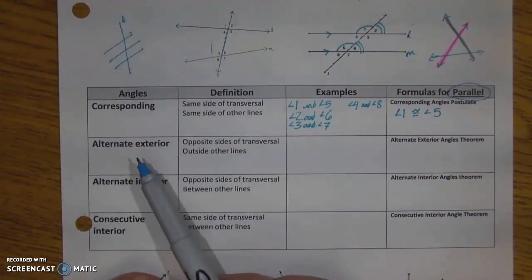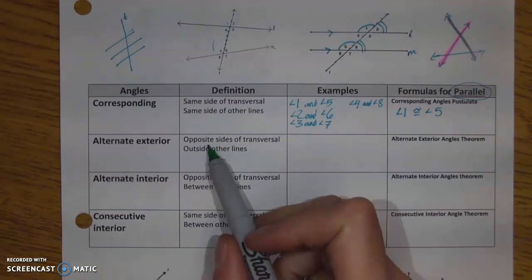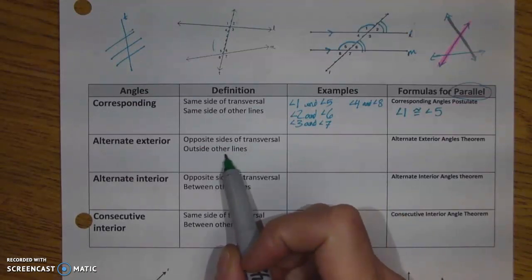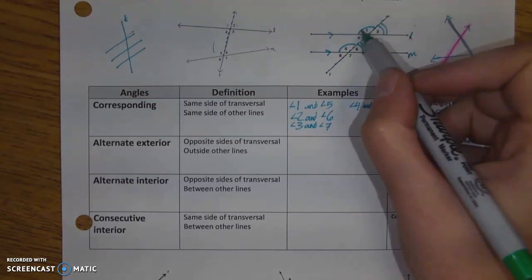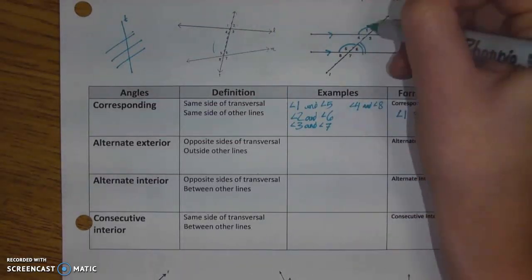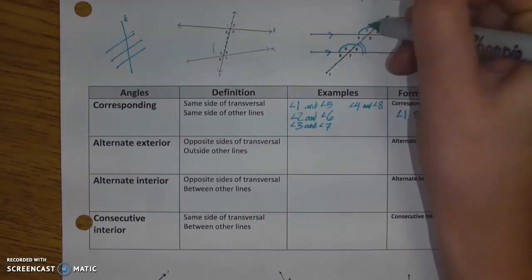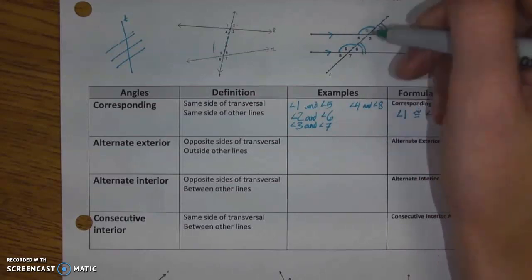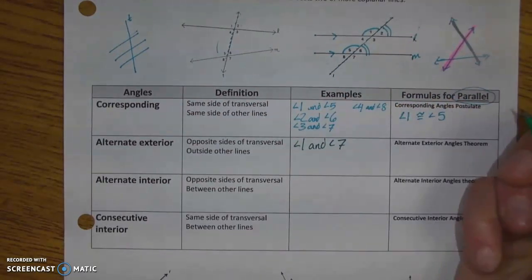For our next one, alternate exterior angles, we are going to have alternate exterior angles on the opposite sides of the transversal, outside the other lines. So I'm going to look on the exterior, 1 and 2, 8 and 7. 1 is going to be the alternate exterior angle to 7 because it's outside the lines and on the other side of the transversal from 7. So angle 1 and angle 7 are going to be alternate exterior.